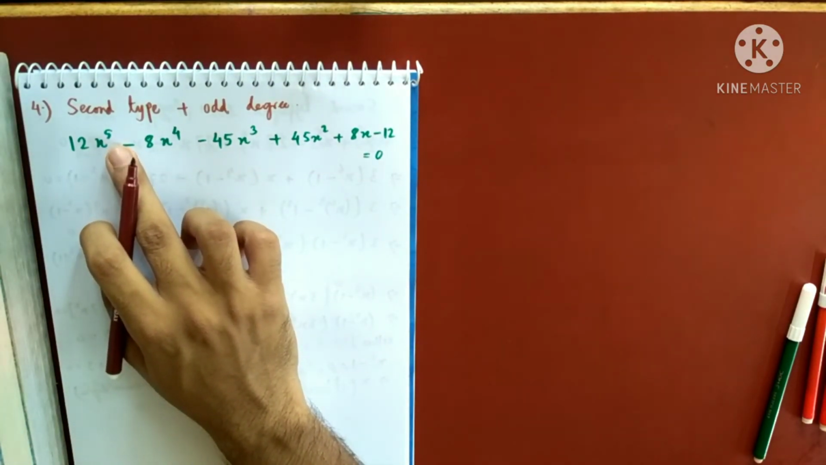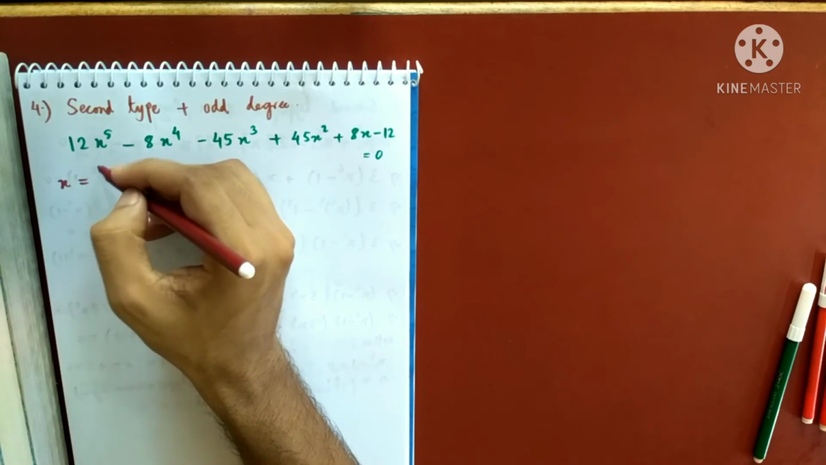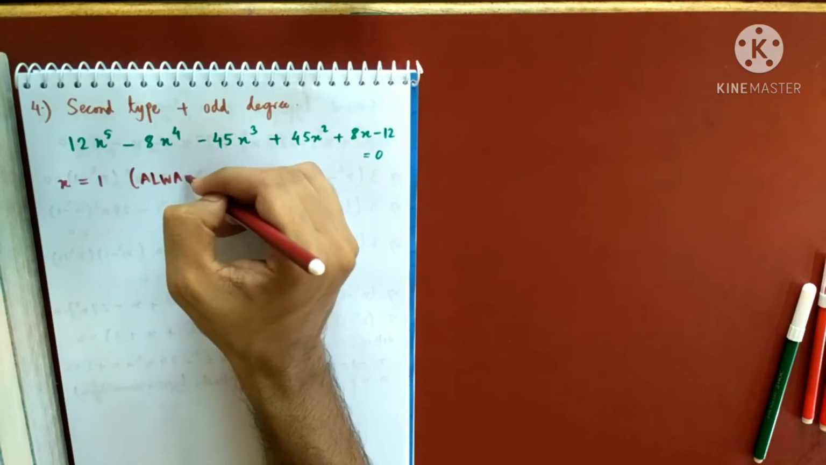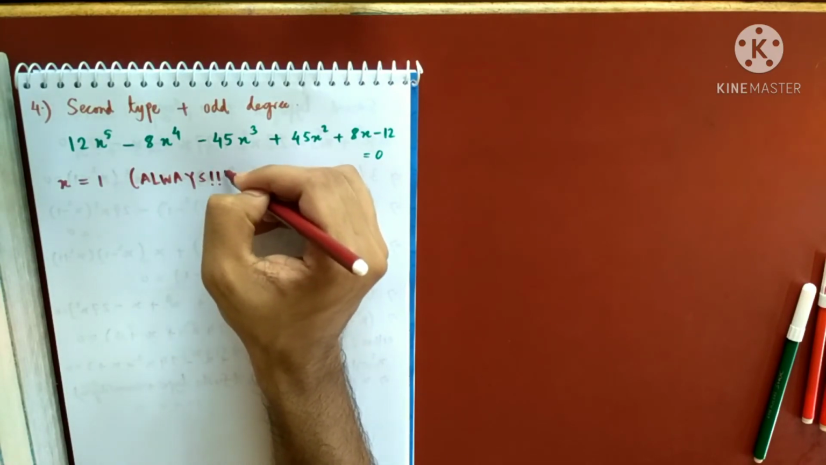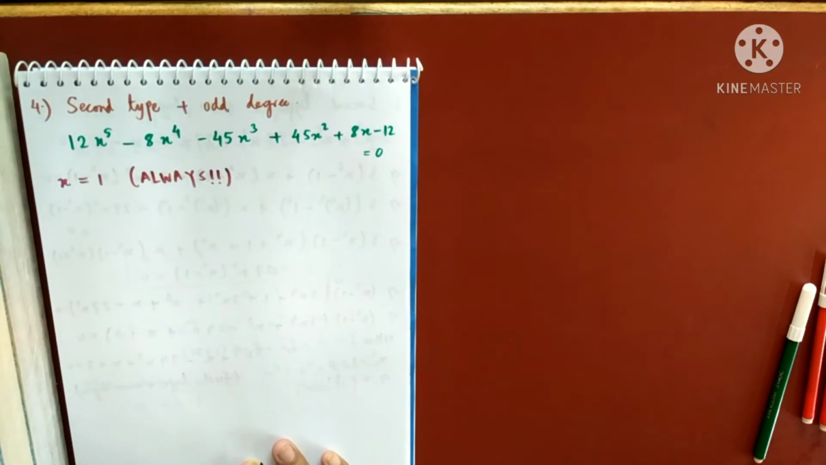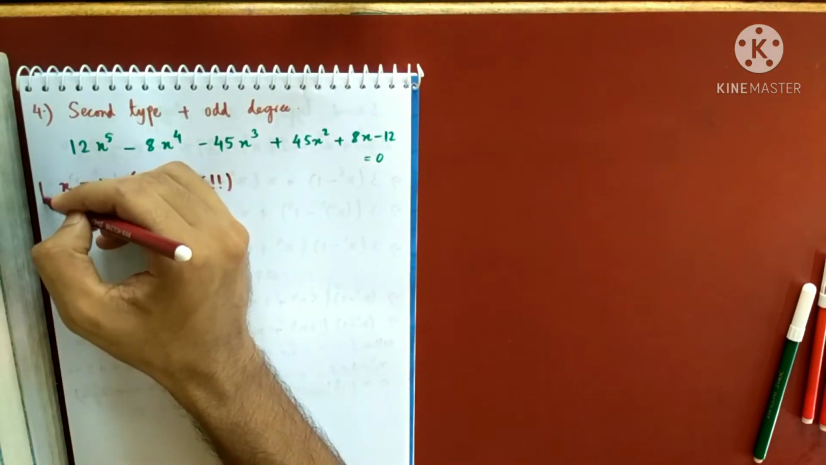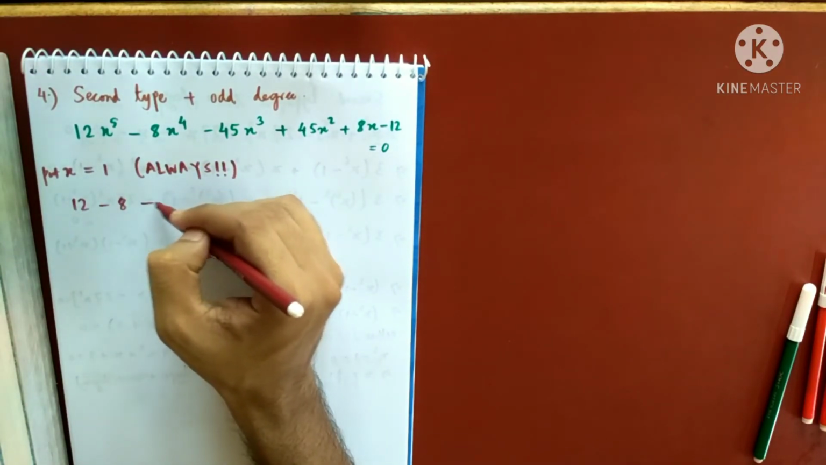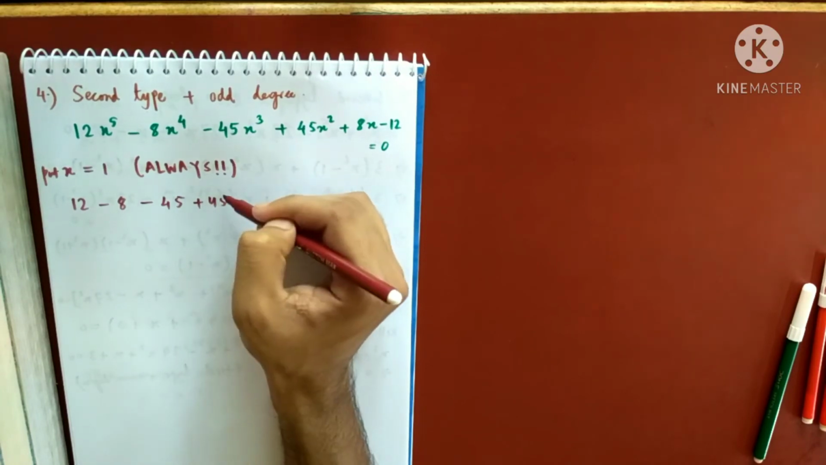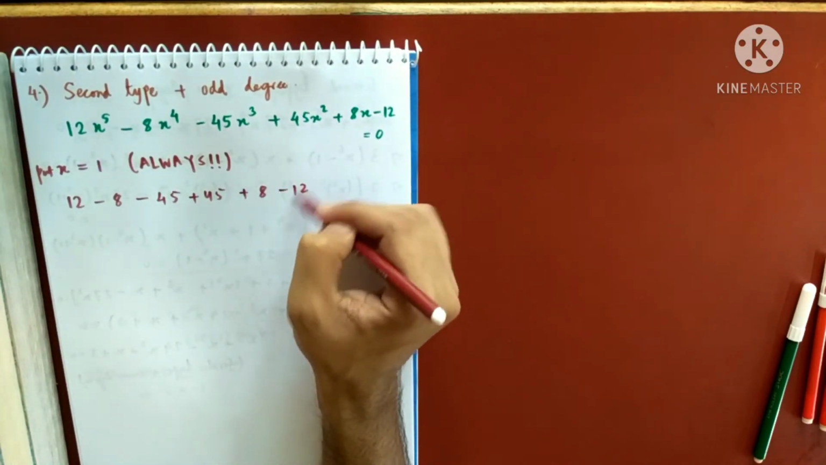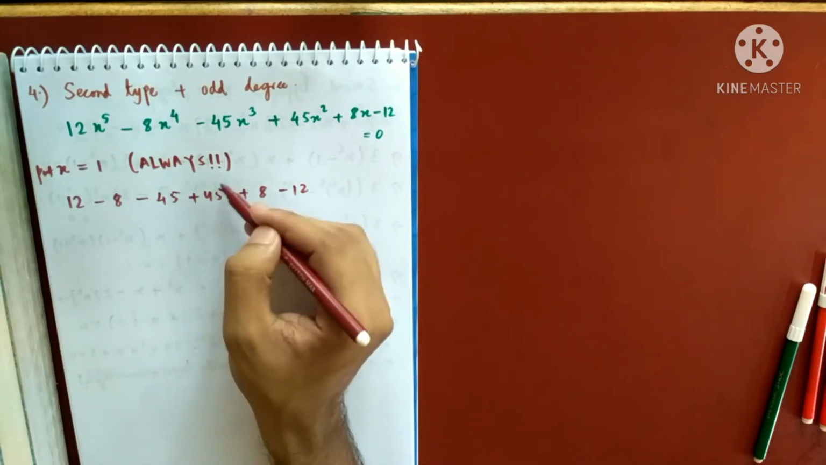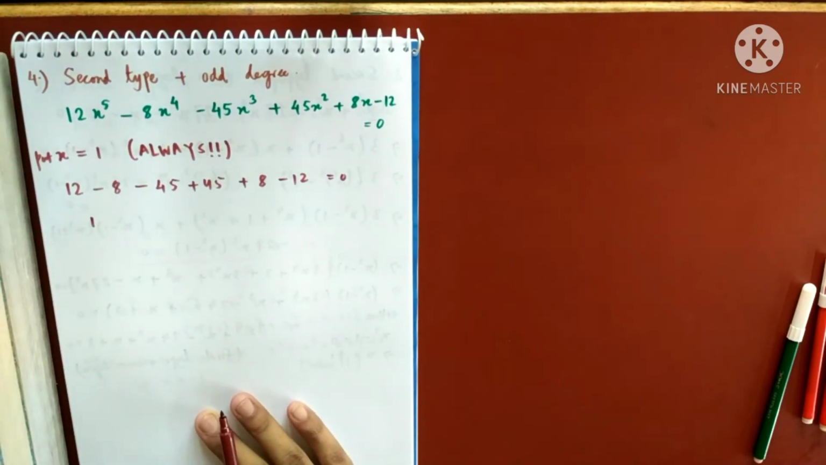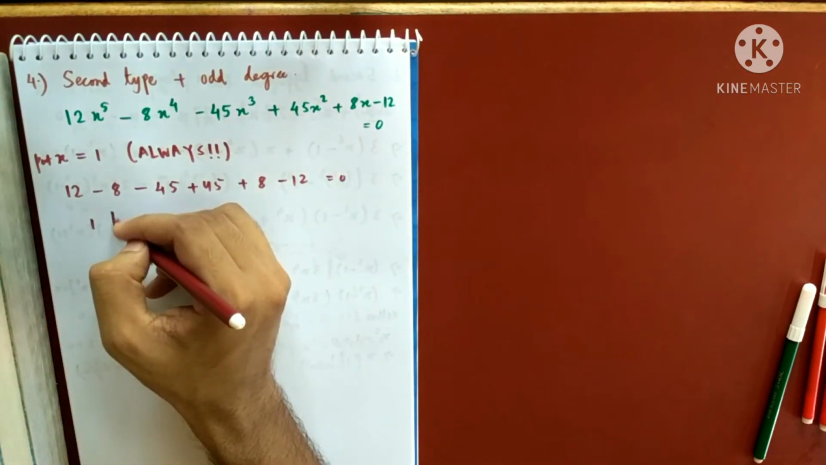So again my claim is x equals 1 is always a root. There, x equals minus 1 was always a root. Here x equals 1 will always be a root. So let's put x equals 1 and see what is coming: 12 minus 8 minus 45 plus 45 plus 8 minus 12. You see 12 minus 12 is 0, minus 8 plus 8 is 0, minus 12 plus 12 is 0. That means I may divide by x minus 1.